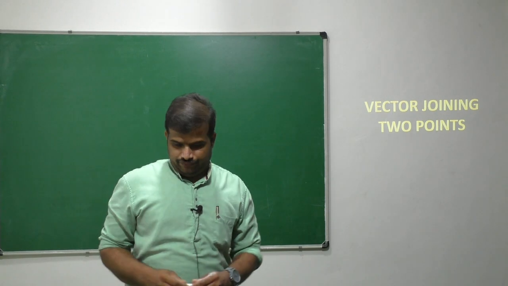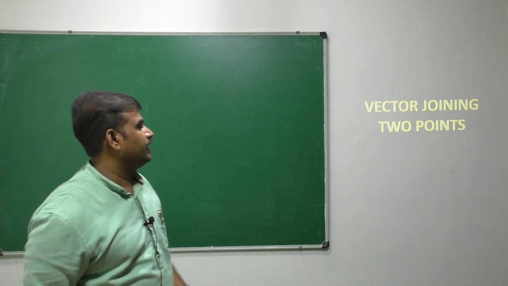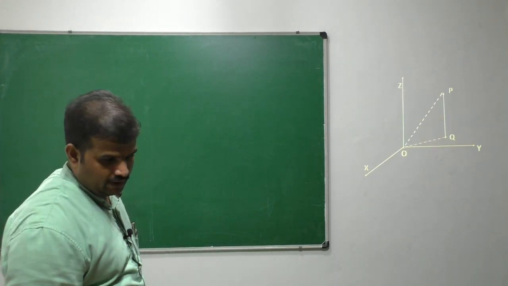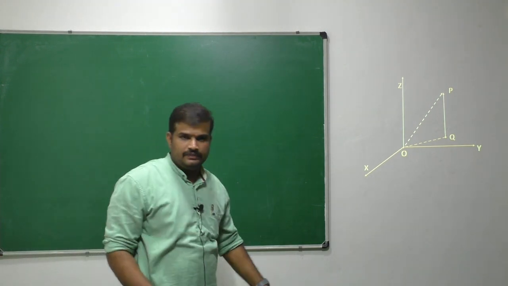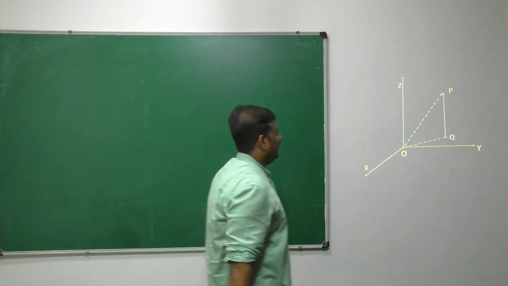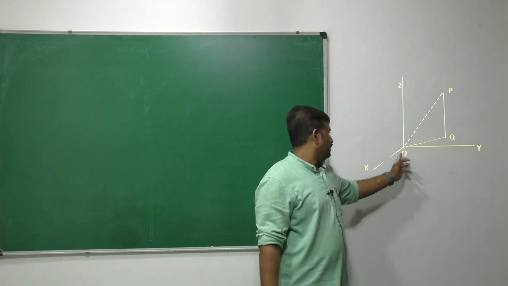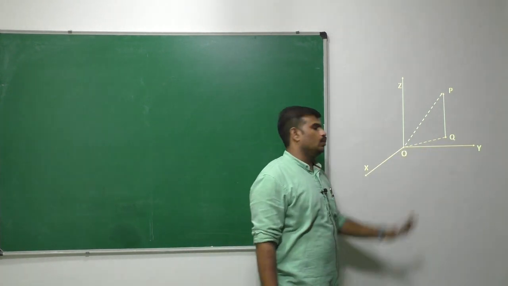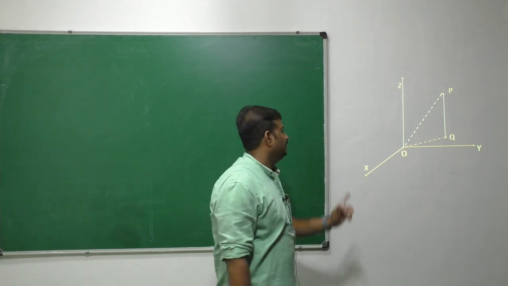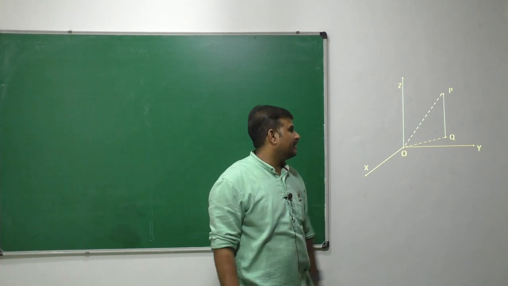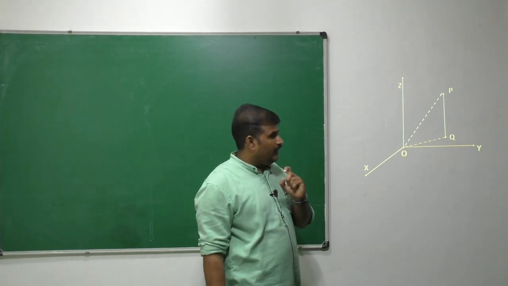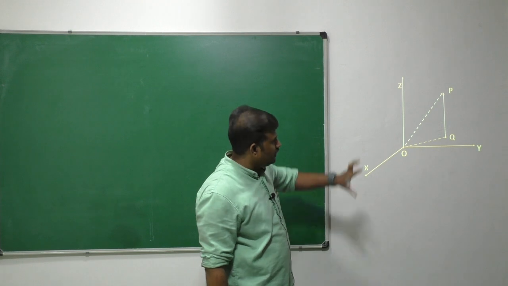Now we are going to derive the vector joining 2 points. For that I am considering this diagram. In the diagram we have 3 vectors. This OQ is the position vector of Q, and OP is the position vector of P, and we have one more vector PQ. So we are going to find the vector joining P and Q.